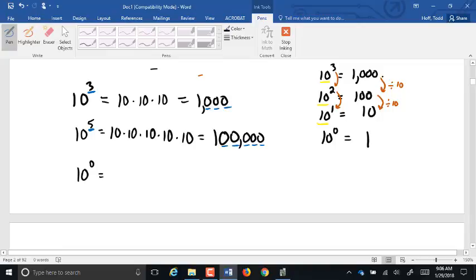Now this pattern is very similar for any number. Any number to the power of 0 equals 1. So 47 to the power of 0 equals 1. Anything to the power of 0. X to the power of 0 equals 1.